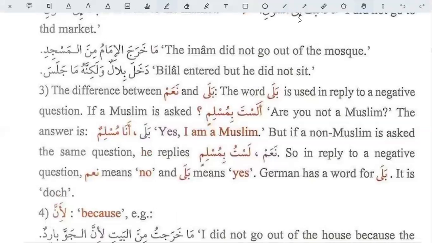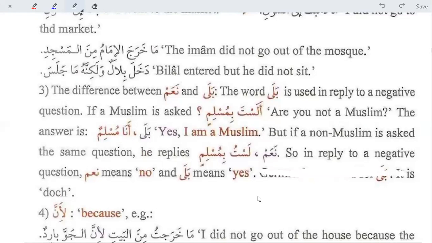German has a word for bala. It is doch. Okay, did you understand this point? Yes. Next point.